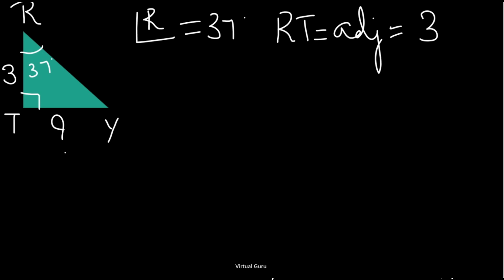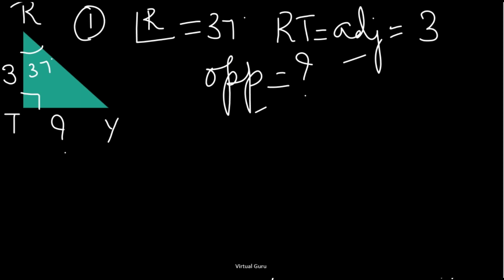Next, what is TY? TY will be the opposite side. They have not given the hypotenuse to us, but we are not bothered about that because we are asked to find the opposite. Now tell me which trigonometric ratio will be suitable here when we have an angle, adjacent and opposite. It will be tan. Yes. So we have determined in our step 1 which trigonometric ratio to use, that will be tangent.